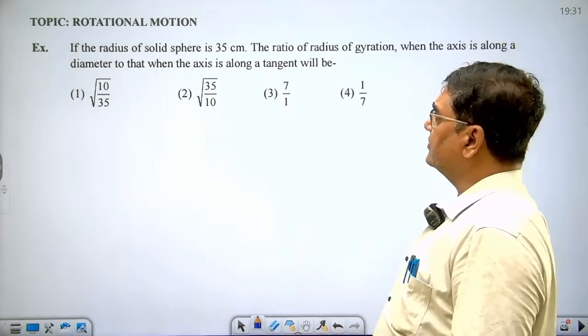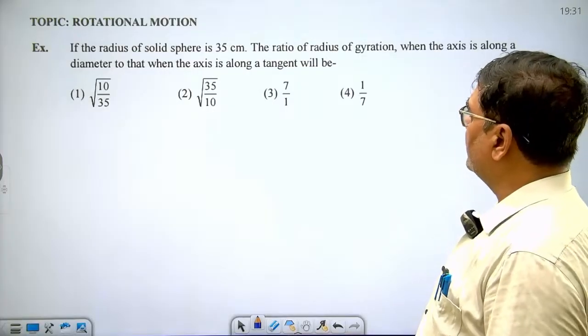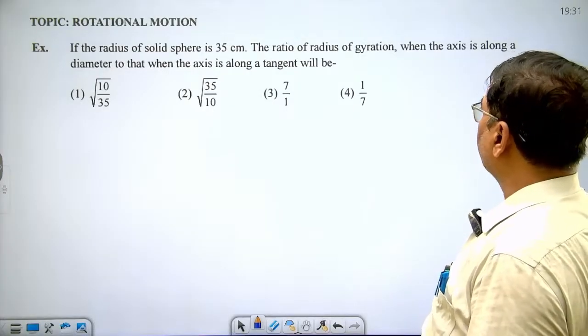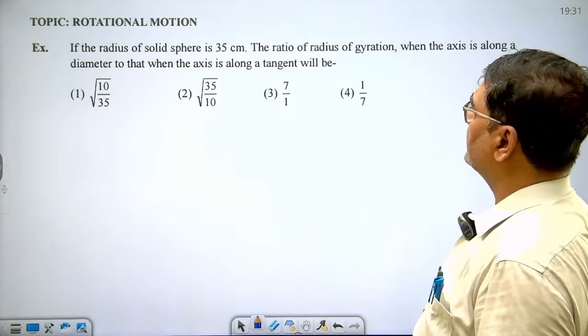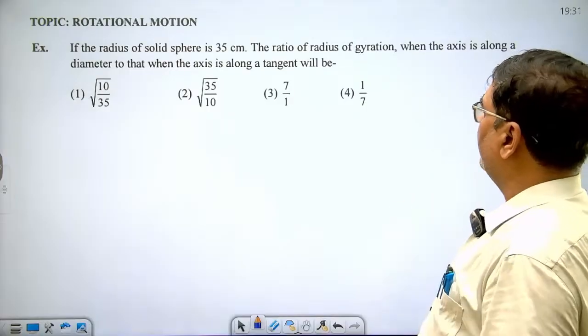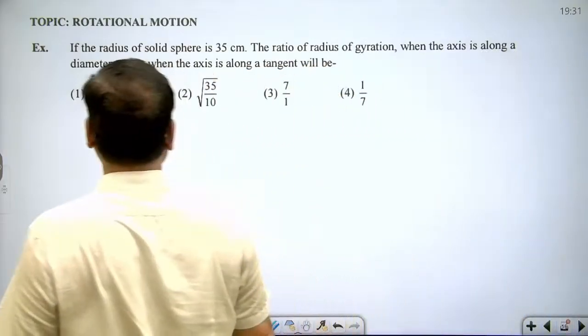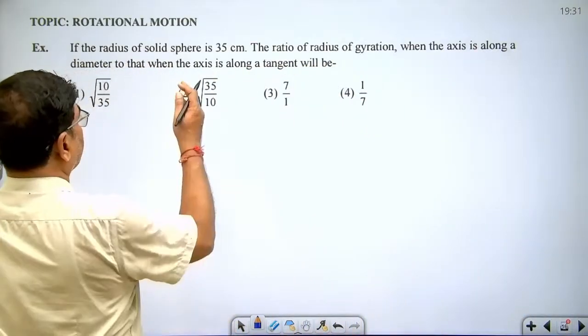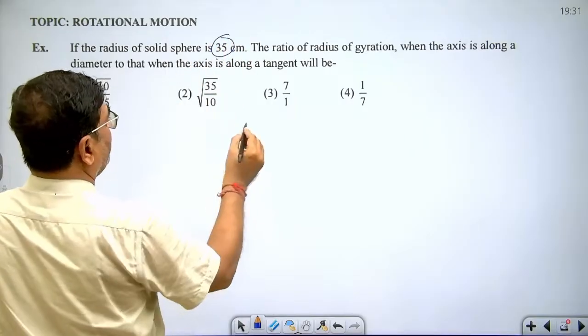Now let's see this question. If the radius of gyration of a solid sphere is 35 centimeter, the ratio of radius of gyration when the axis is along a diameter to that when the axis is along a tangent. Very simple. Radius of the solid sphere is given as 35 centimeter. Okay, see here.